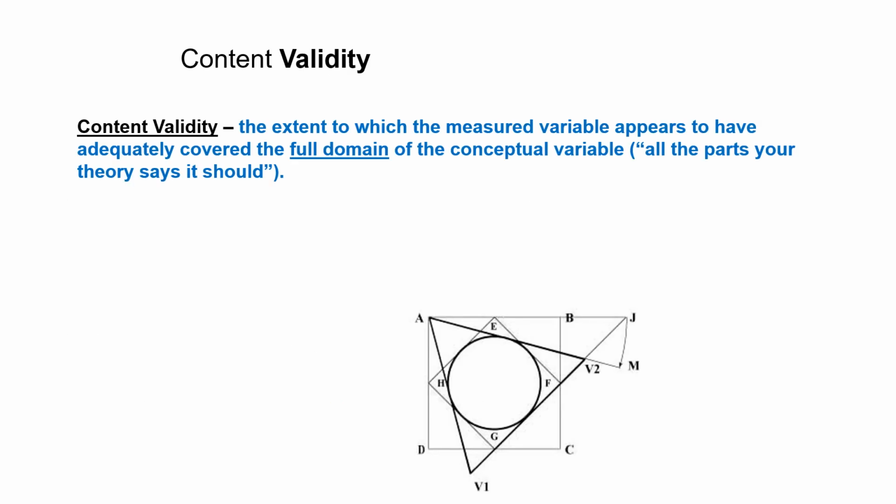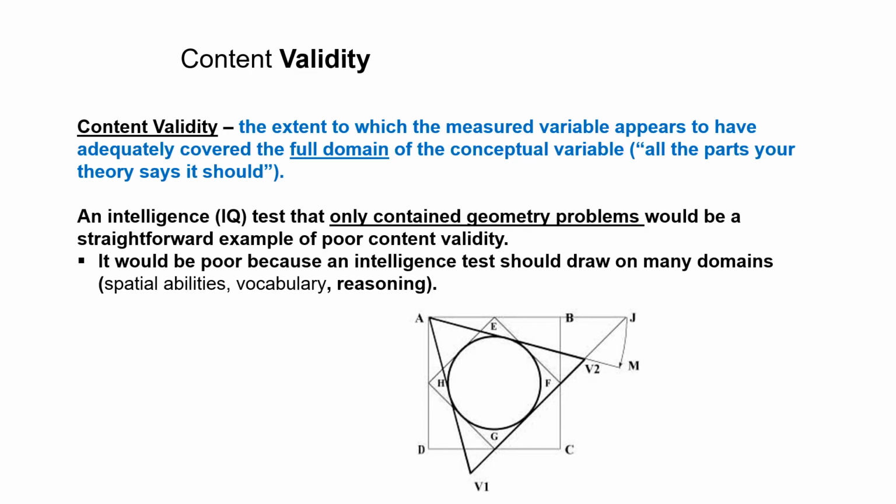Let's then switch to talking about content validity. So content validity is that other subjective measure. And this is actually measuring the extent to which a measured variable appears to have adequately covered the full domain of the conceptual variable, all parts your theory says it should. So an IQ test that only contained geometry problems would be the easiest example of poor content validity. Because intelligence draws on many domains.